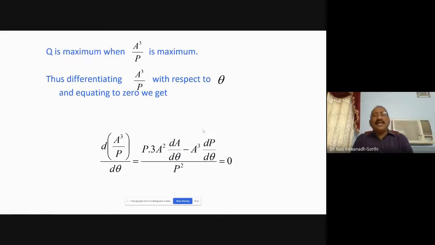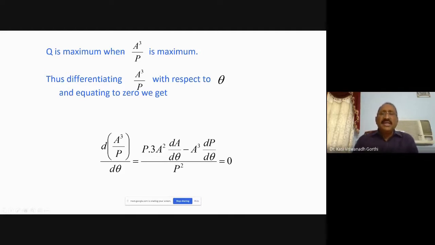Discharge Q depends on A cube by P. For the discharge Q to be maximum for the most economical channel, A cube by P must be maximum. Just compare this with the earlier cases of rectangular, triangular, trapezoidal. A was considered to be constant there, and the discharge Q would be maximum when P is minimum. That was the condition that we used. But now here, since A also is changing due to the convergence of the boundary, changing the shape of the flow, A cube by P must be maximum for the discharge Q to be maximum.